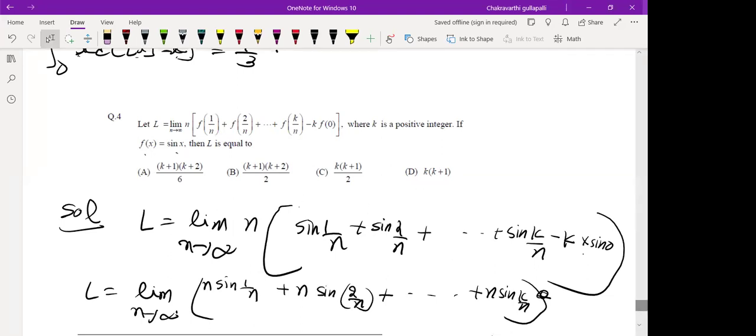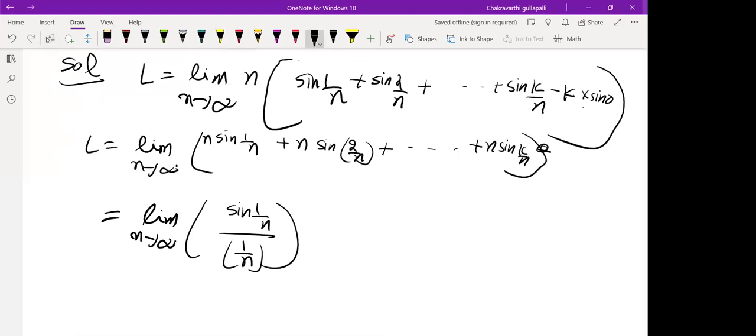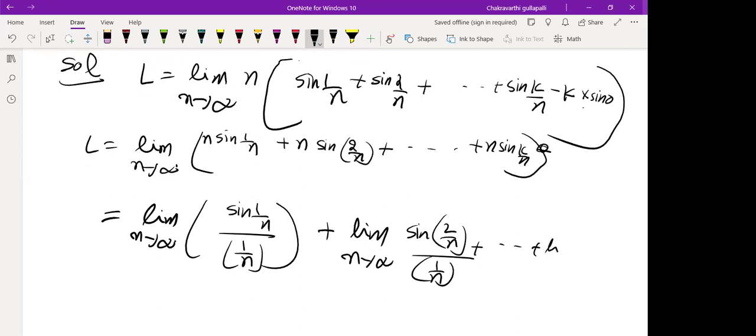Any one of you? Did you get the idea? This is limit n tending to infinity. Don't mistake this for Riemann's second formula. Generally, students get confused. You write it as 1 by n. For Riemann's second formula, you should have 1 by n outside. You are having n, so you cannot apply this. So take sin 2 by n by 1 by n, and so on. Limit sin k by n by 1 by n. Limit n goes to infinity means 1 by n will go to 0.